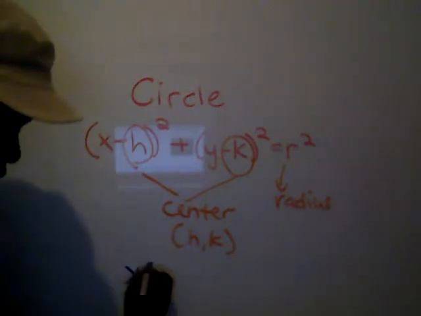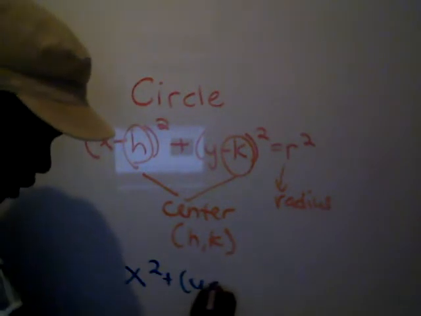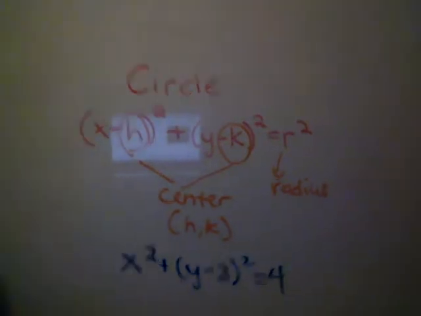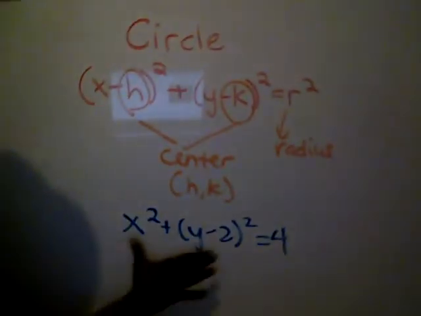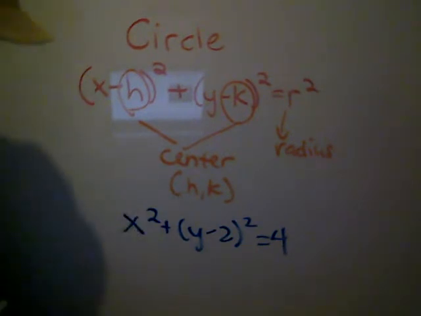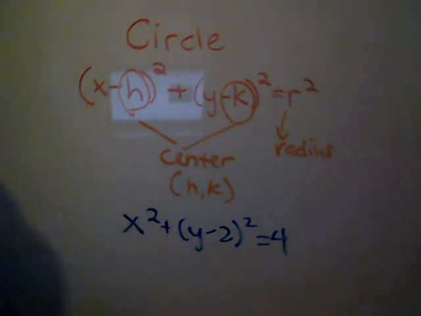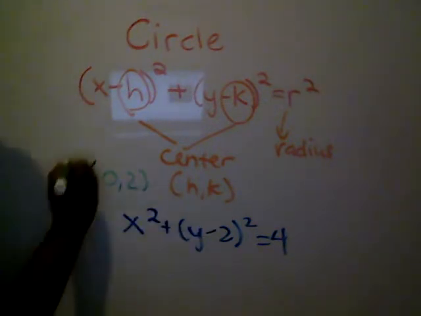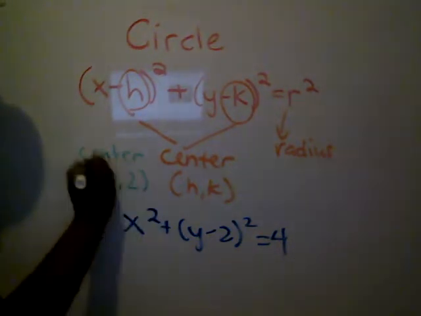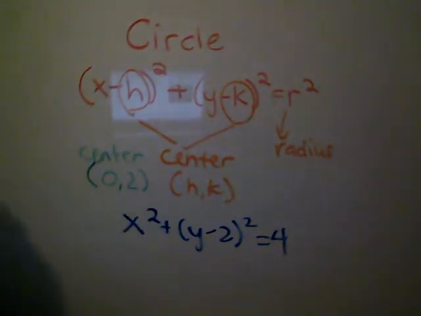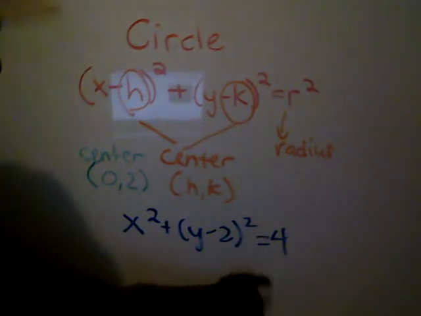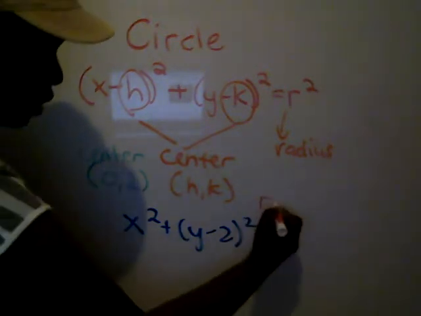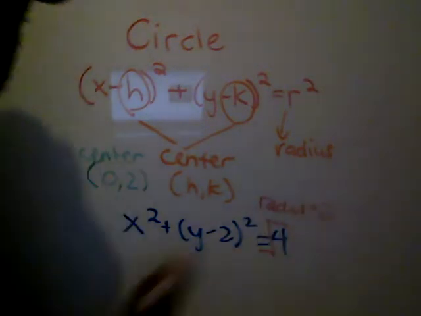So here we had x squared plus (y minus 2) squared equals 4. If we identify a few parts of that equation, start here with the center. Notice there's no parentheses around the x, so that means the x coordinate of the center is 0. So our center is at the point (0, 2). Again, we take the opposite of what's in the parentheses. And our radius is squared in the equation, so we do the square root of 4, which tells us our radius is 2.